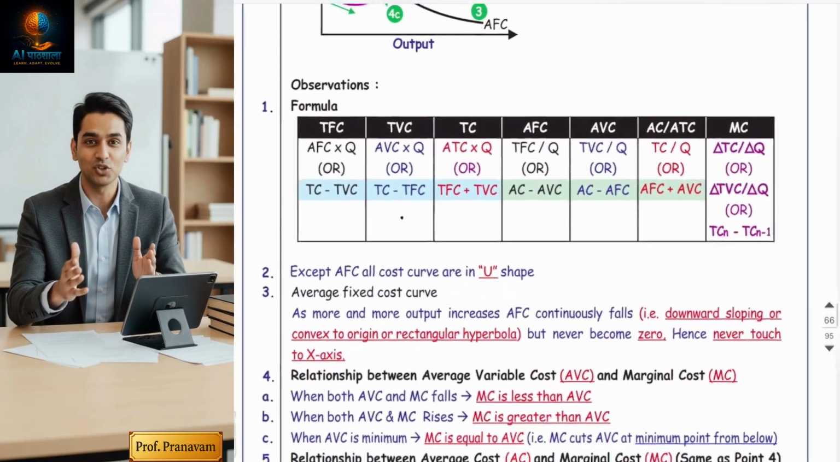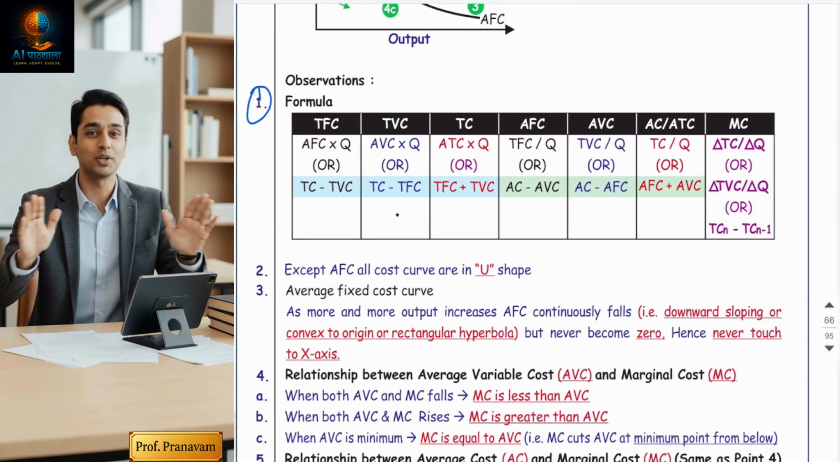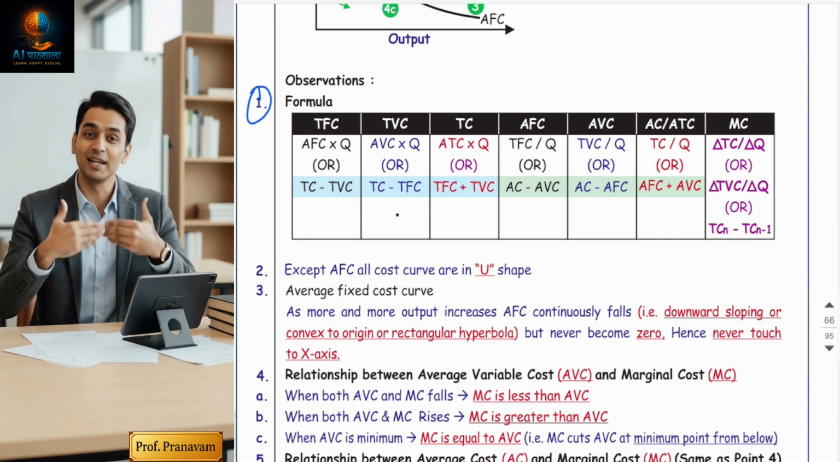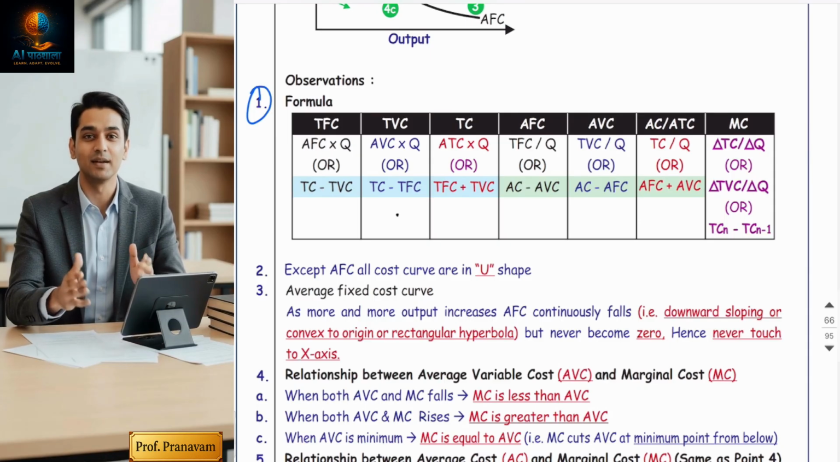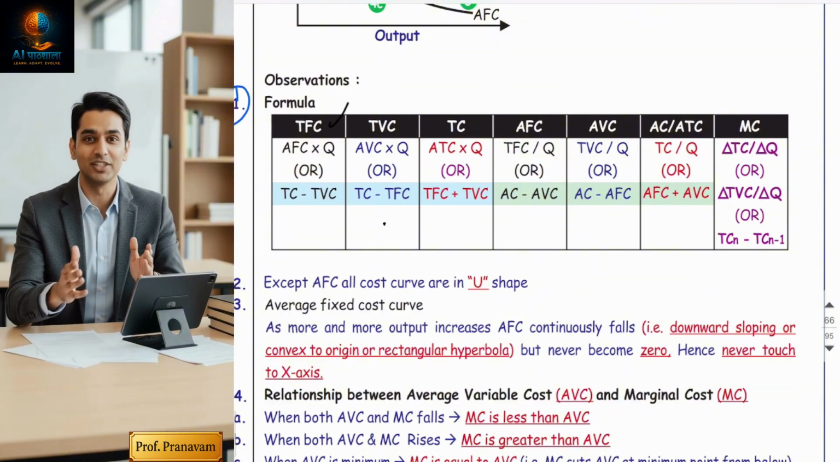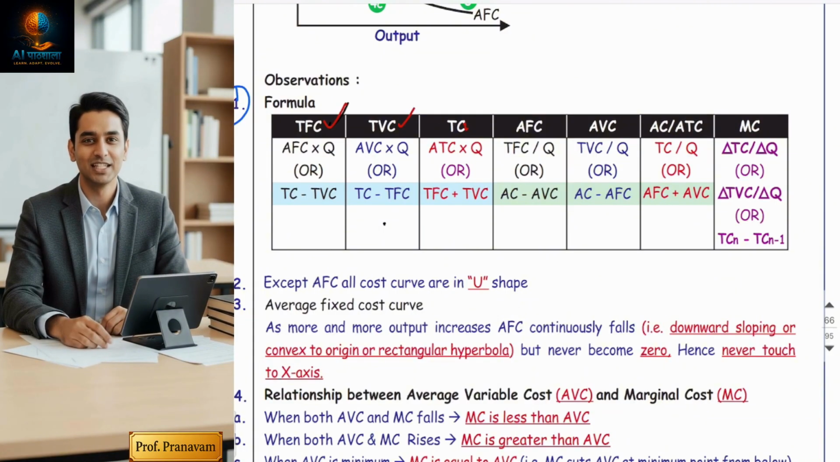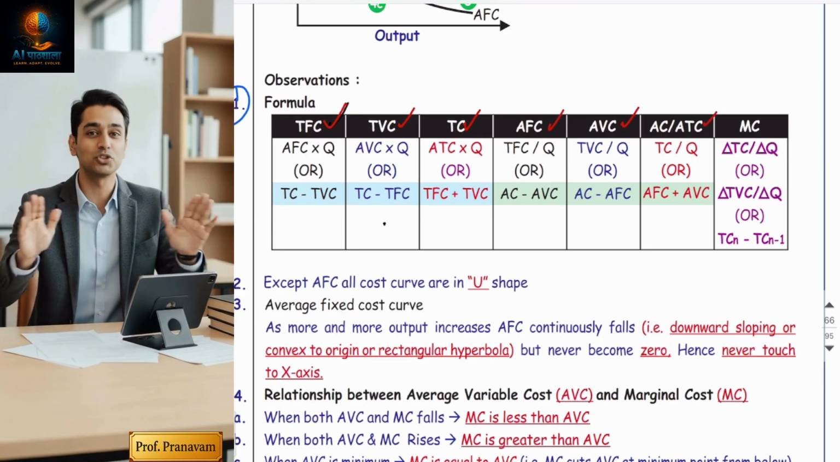But before that, first come to the formula, because my first point is formula. In the exam, they are going to ask you formula-based MCQs. Calculations are going to come up. So please listen. I've written all the possible formulas in one line. Now, TFC, total fixed cost, total variable cost, total cost. From total, we're going to derive average fixed cost, average variable cost, average total cost, and marginal cost.